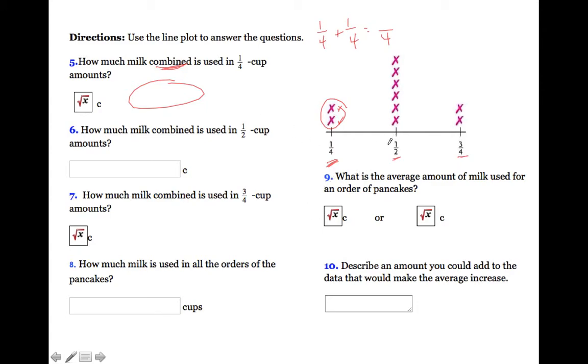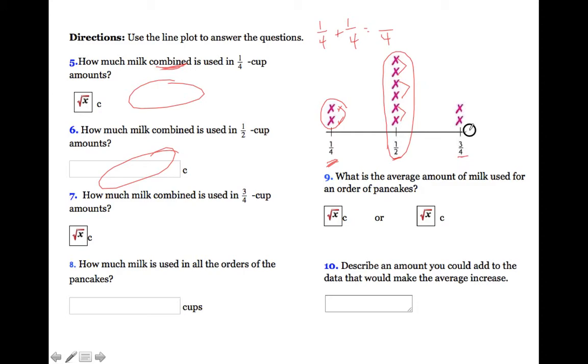Asking you the same thing here. How many halves are combined? Now, halves to me are very easy because 2 halves always make a whole. So I can look here. Here's one whole, another one, and another one. So very easily, you should be able to count those up and add them.